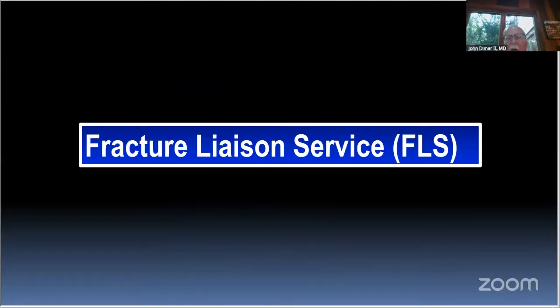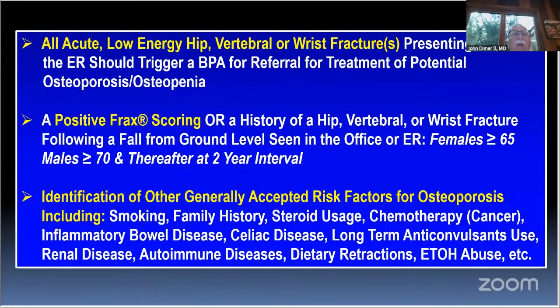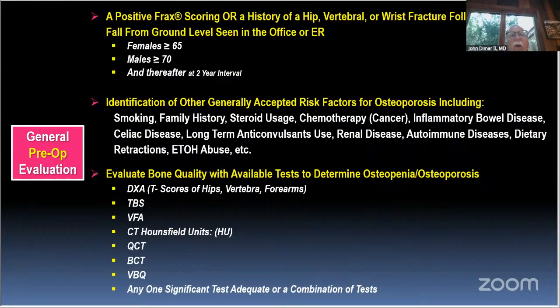So remember, in order to get around this and treat these people properly, I highly recommend you set up what we call an FLS, a fracture liaison service, or preoperative optimization for bone health, whatever you want to call it. And basically, if you have an acute low-energy fracture, like we're going to show you a good example of, a positive fracture score, or other risk factors, including smoking, family history, celiac disease, bowel disease, then you ought to proceed to a workup. And this is a general preoperative evaluation that we do.